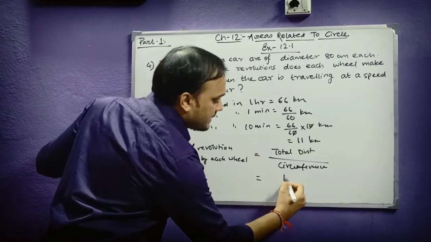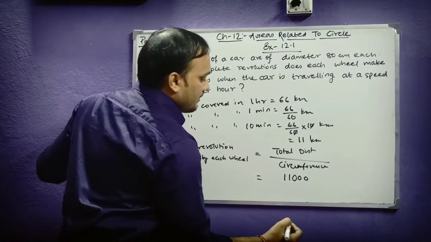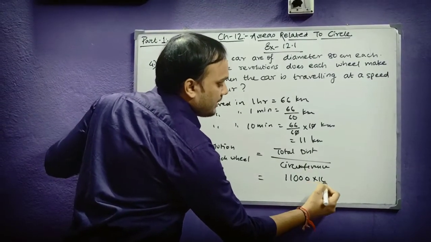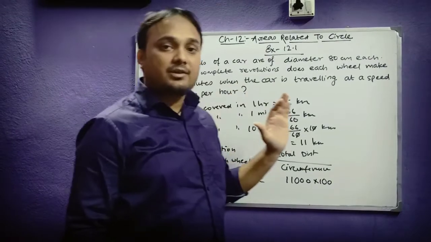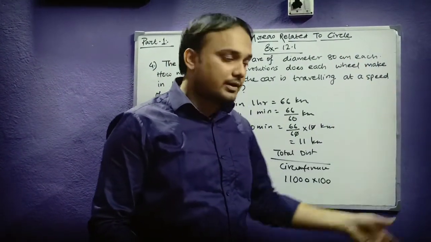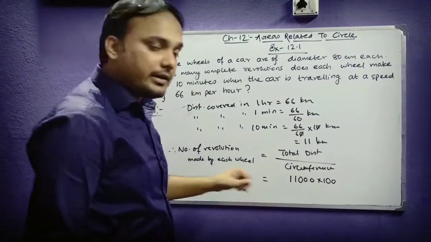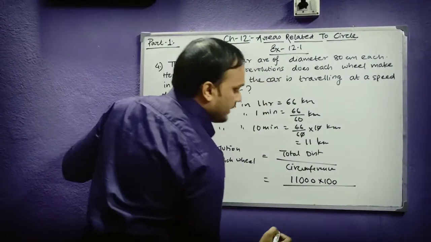I can write it as 11,000 meter. Let us convert into 11,000 meter. Okay. Again, if I multiply with 100, it will be centimeter. Why am I doing centimeter? Because here diameter is given in centimeter. So let us convert it to centimeter itself. So 11 kilometer equals 11,000 into 100 centimeter, and that will be divided by circumference.